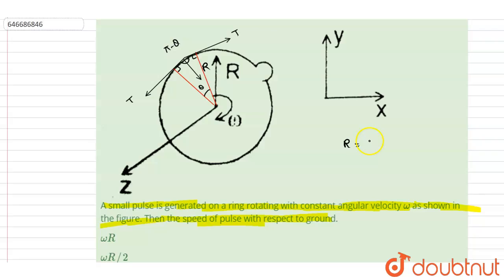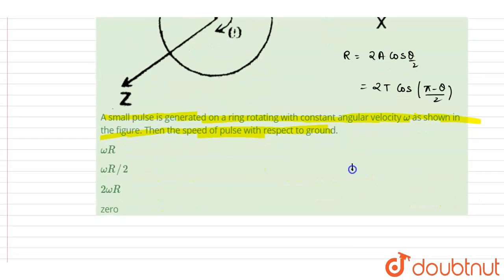and since the vectors are equal, in case of equal vectors we write 2a cos theta by 2. So here the vector is having T magnitude and the angle between them is pi minus d theta. So half of it, pi by 2 minus d theta by 2, its cos is sin d theta by 2, right? So since the angle is so small, you can replace sin d theta by 2 by d theta by 2.